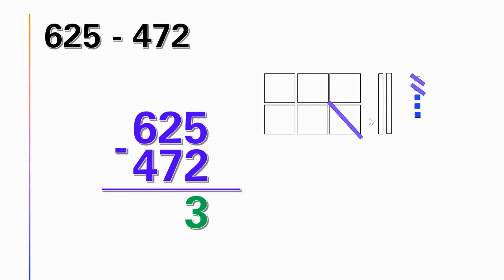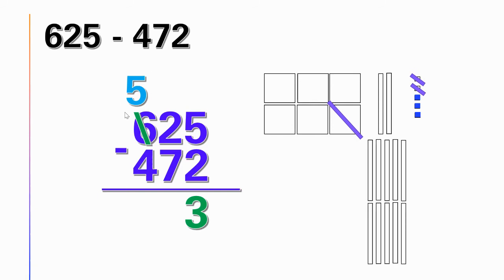We're going to rename 1 hundred grid as 10 tens. So we now have 5 hundreds left, represented by these 500 grids and represented by this 5 here. And now we're going to draw 10 more rods. Now, if we added up all the tens rods, you can see we have 1, 2, 3, 4, 5, 6, 7, 8, 9, 10, 11, 12 tens rods because we renamed this 100 as these 10 tens, and we already had 2 tens right here. So we have a total of 12 tens represented by the 12 here.